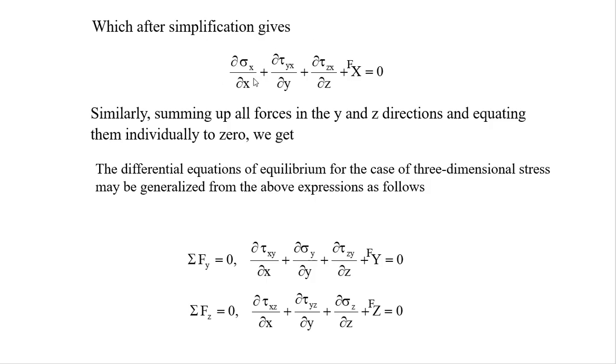This is the differential equation for three-dimensional bodies: dou sigma x by dou x plus dou tau yx by dou y plus dou tau zx by dou z plus body force f of x is equal to 0. This is the final equation for a three-dimensional body. Here we can see three coordinates: x, y, and z also.